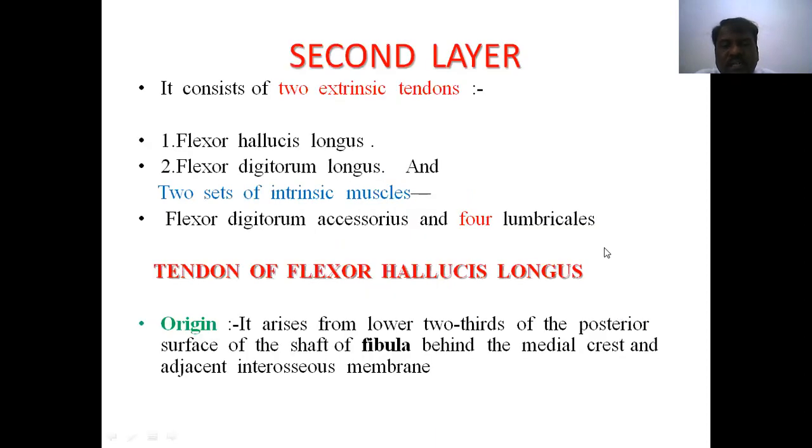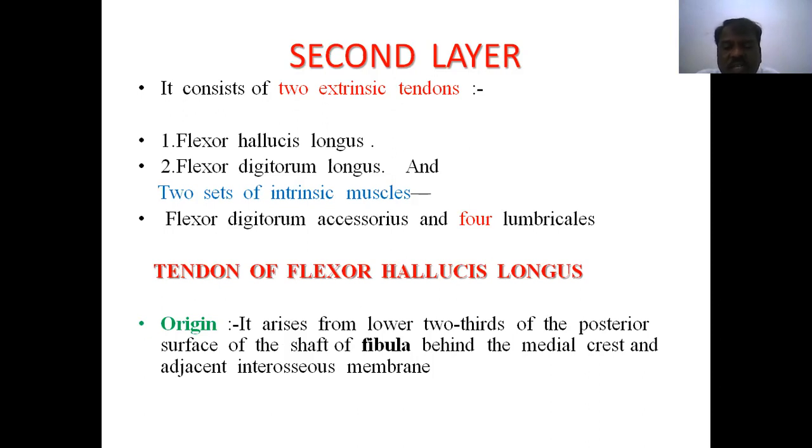The second layer has the two extrinsic tendons, the flexor hallucis longus tendon and the flexor digitorum longus tendon, and these tendons give origin for the four lumbrical muscles. See, the tendon of the flexor hallucis longus.